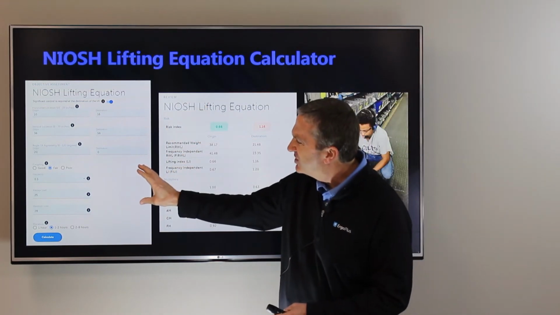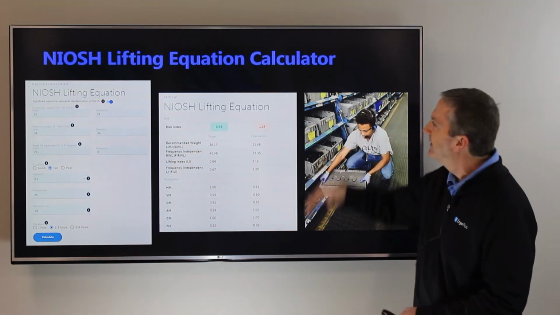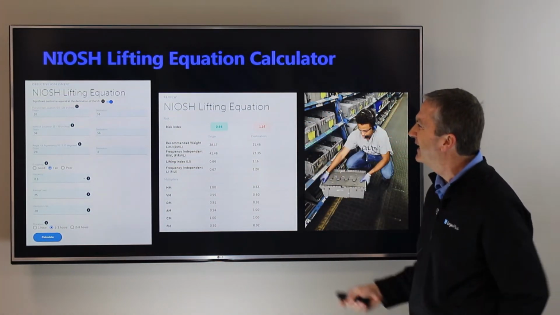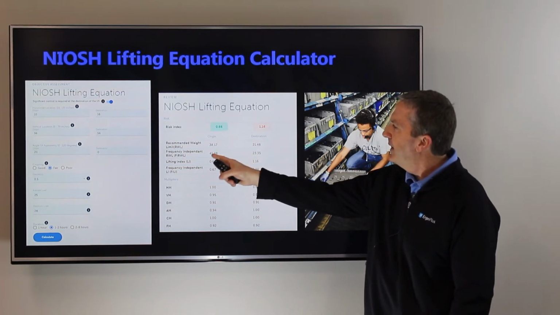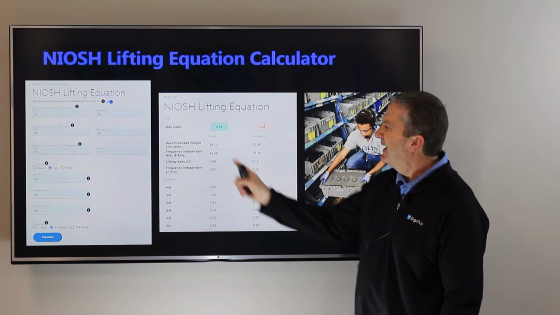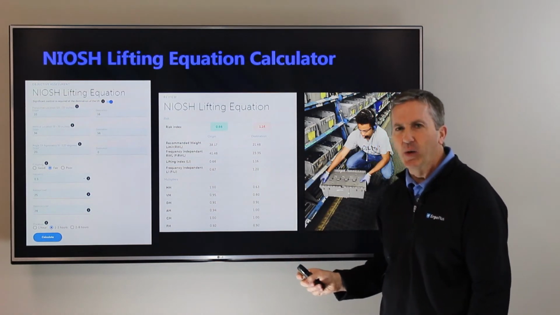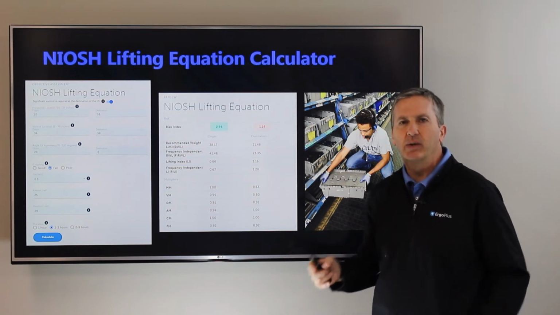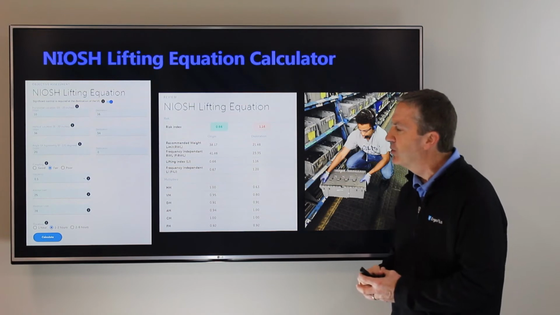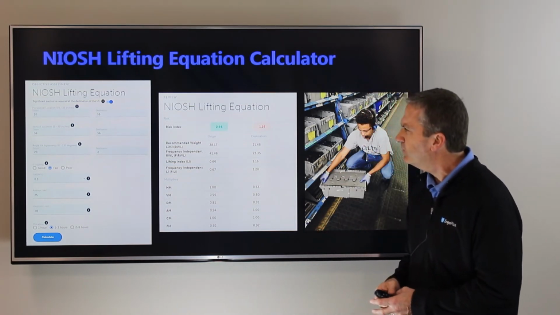Once that information is gathered, then we would push calculate, and this is the result of the calculation. We get a recommended weight limit at both the origin and destination. We get a frequency-independent recommended weight limit as well, which has some utility to it if you want to carve out frequency and just look at all other task variables other than frequency.